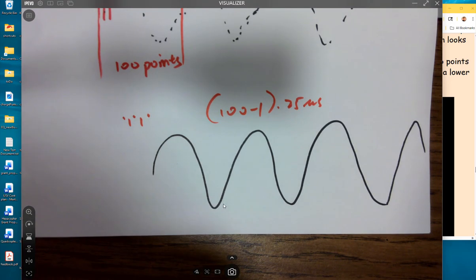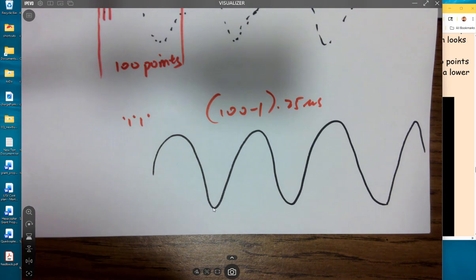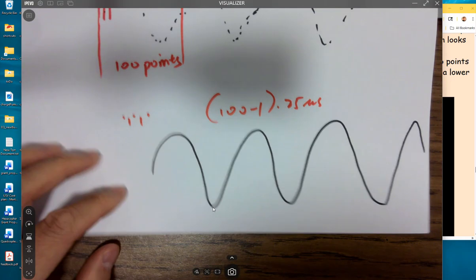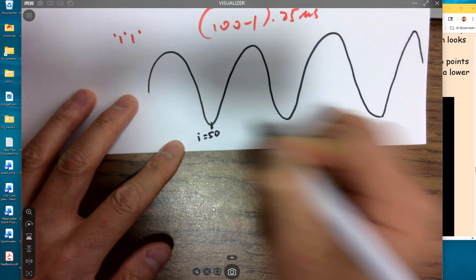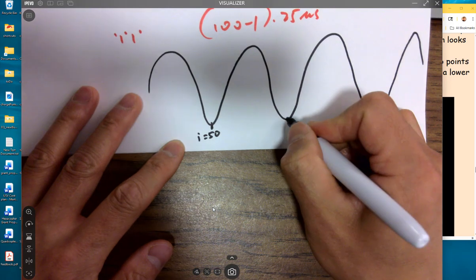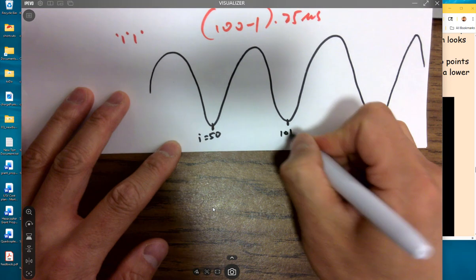Okay? For the bottom, I minus 1 and I plus 1 are larger than I. So that's the bottom, right? You can just log that I, so you know the I at that index. For example, this index is 50. And then I find another I that satisfies that condition, and that index is 101.